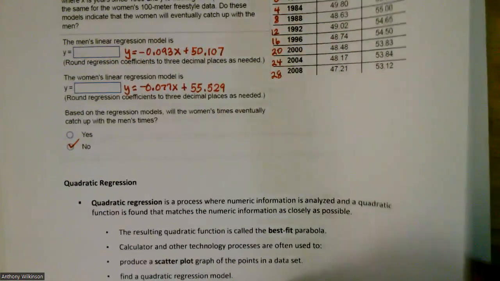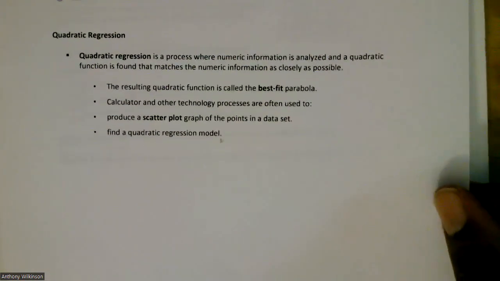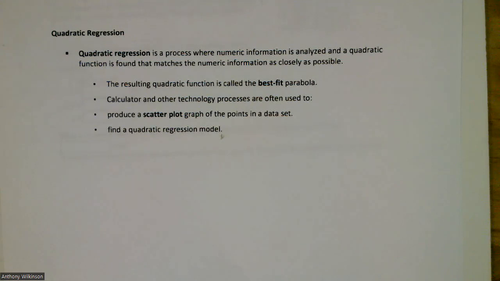All right, the last thing in this video will be the quadratic regression. It is a process where numerical information is analyzed and a quadratic function is found that matches the numerical information as closely as possible. All right, so the resulting quadratic function is called a best fit parabola. Calculators and other technology processes are often used to produce a scatter plot graph of the points in a data set and to find the quadratic regression model.